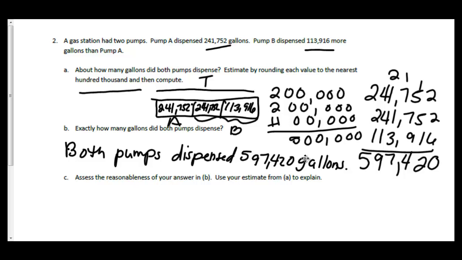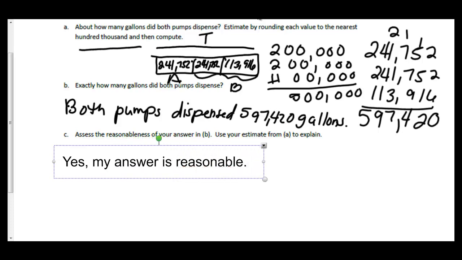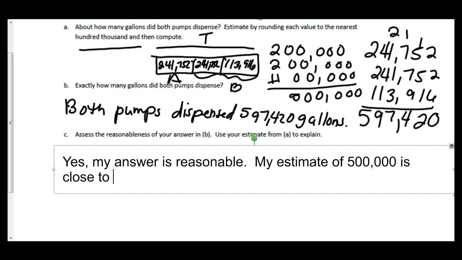Assess the reasonableness of your answer in B. Use your estimate from A to explain. So my estimate was 500,000 and my actual answer was 597,000. I think I'm actually going to type my answer. I think I can do it a lot faster. So, is my answer reasonable? I'm going to say, yes, my answer is reasonable. My estimate of 500,000 is close to 597,420.